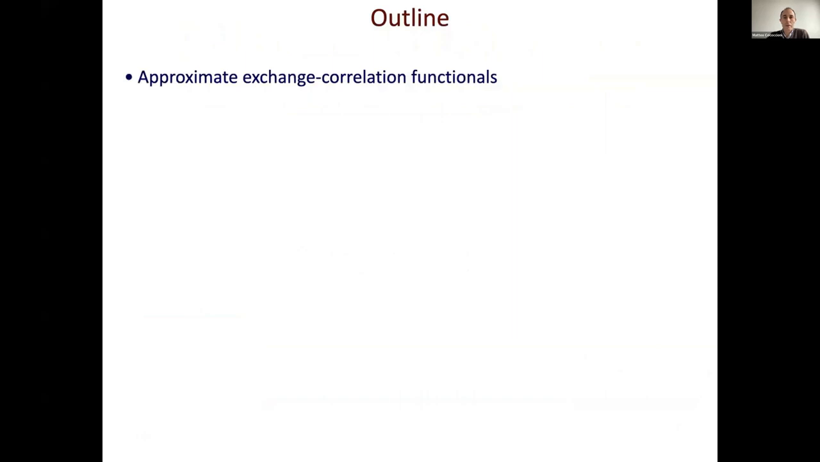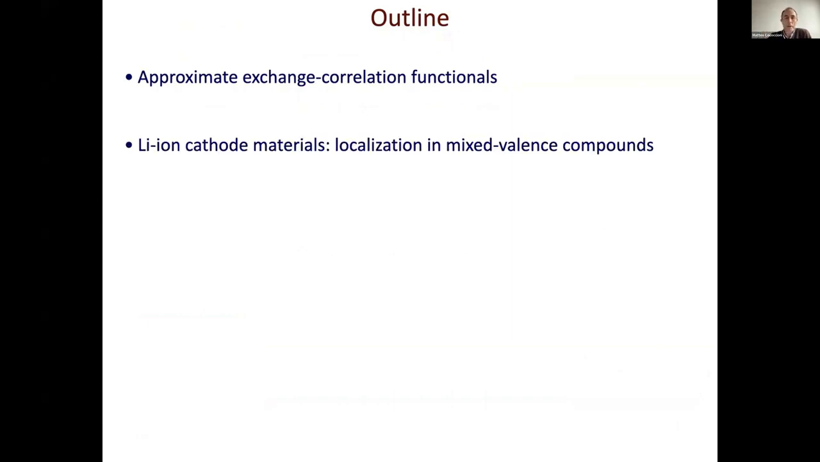So after a quick refresh of what we saw yesterday about the fundamental theory of DFT and in particular of exchange correlation functionals, I will talk about lithium-ion cathode materials. That will be the main example we will be working on today in order to understand how these Hubbard corrections work and how they achieve localization of electrons in mixed valence compounds.